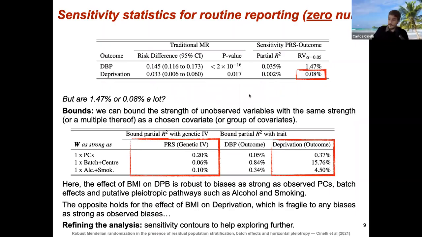So this is our proposal for minimal reporting. First, report the partial R-squared of the genetic association with the outcome. You are already used to reporting this partial R-squared for the exposure trait, so it's not a big deal to just add another statistic to report the partial R-squared with the outcome trait. And also report the robustness value, because the partial R-squared may be too extreme a statistic. And this statistic, supplemented with the bounds, already gives us a good picture of the robustness of the MR estimate. But we can refine this with sensitivity contour plots that I'm going to show you next.